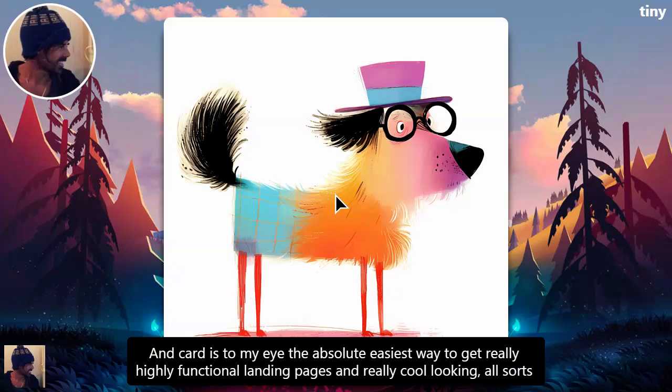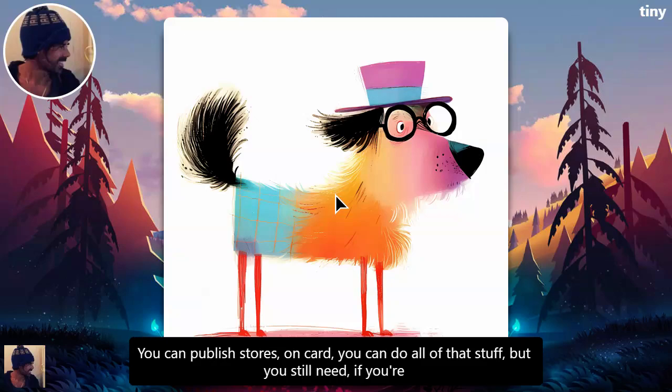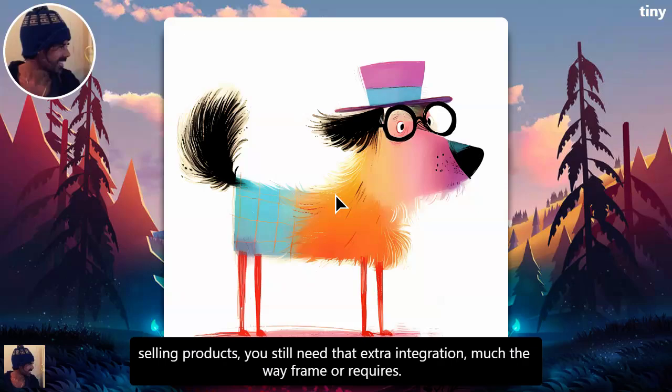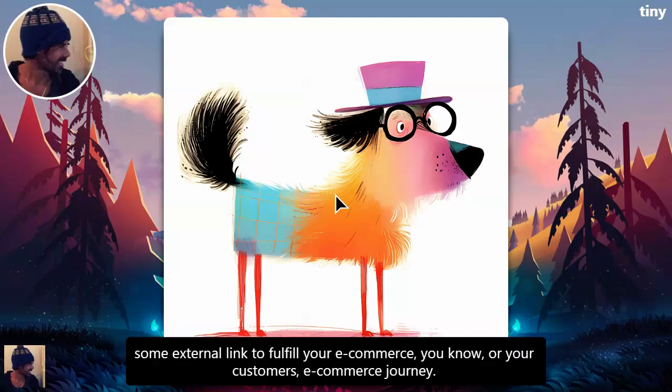So the last little piece of this is Card, and Card is, to my eye, the absolute easiest way to get really highly functional landing pages and really cool looking portfolios and projects and profile, like Linktree style alternatives. You can publish stores on Card. You can do all of that stuff, but if you're selling products, you still need that extra integration, much the way Framer requires. So you still need Gumroad. You still need some external link to fulfill your customer's e-commerce journey.